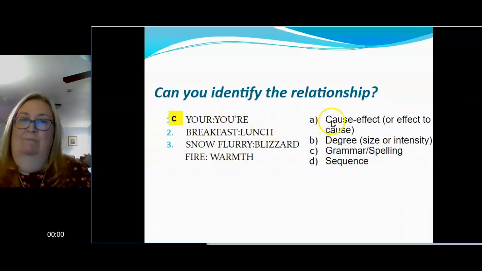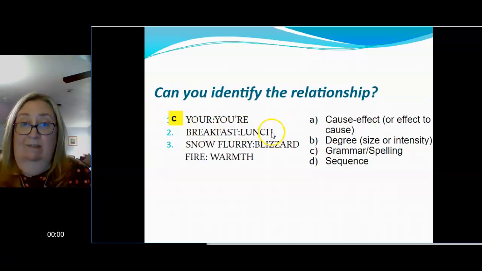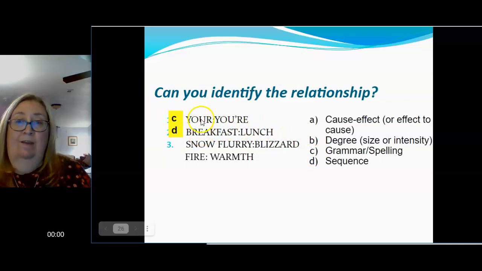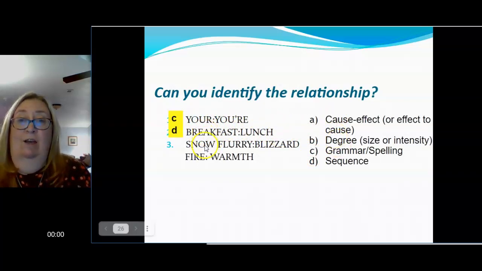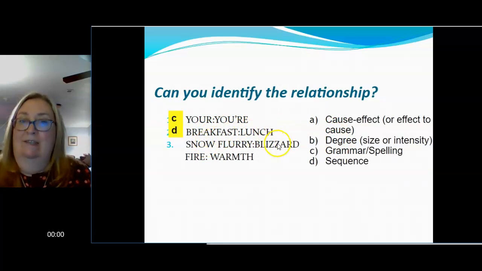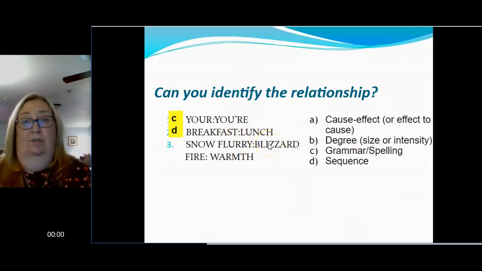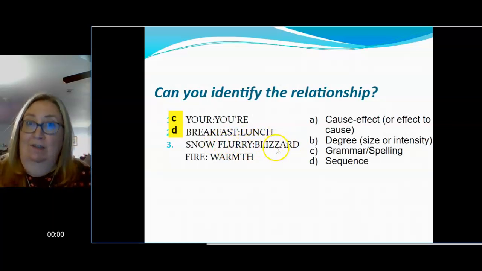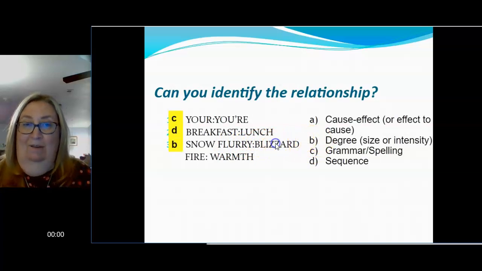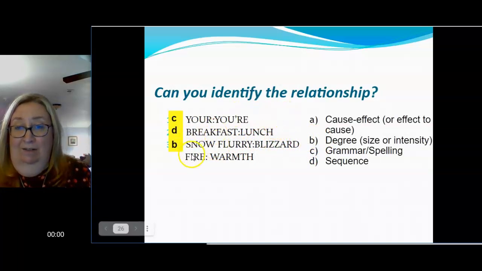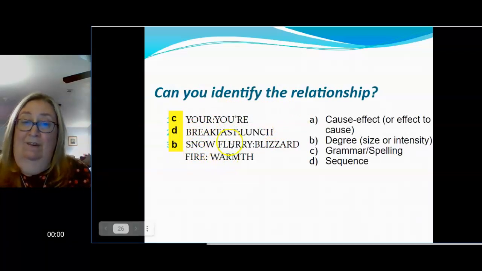Breakfast and then lunch. Well, does breakfast cause lunch? No. Is breakfast a bigger or smaller lunch? Not necessarily. It's not a spelling or grammar thing. So is it a sequence? First we have breakfast, then we have lunch. Yes. So that would be D. Okay. So now I know I've got A and B, cause and effect and degree. A snow flurry and a blizzard. Well, a snow flurry doesn't cause a blizzard, right? But a snow flurry is a small snowstorm, while a blizzard is a huge snowstorm. So those are differing degrees of snow. So I believe we're going to go with B for that one. So hopefully a fire causes warmth, or the effect of a fire is warmth. It's cause and effect. Got it?